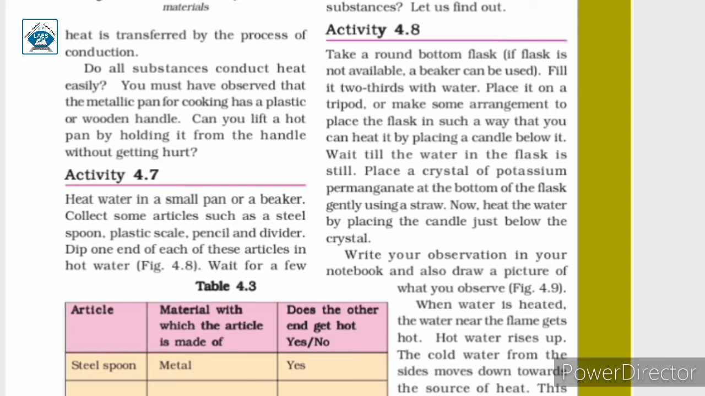You will observe that when the water gets heated, the water near the flame gets hot. The hot water rises to the top and the cold water from the top moves downwards towards the source of heat. This cold water also gets hot and it rises up, and the water from the sides moves down, and this process continues. That is, this process is repeated until the whole water in the beaker is heated. This mode of transfer of heat is convection.